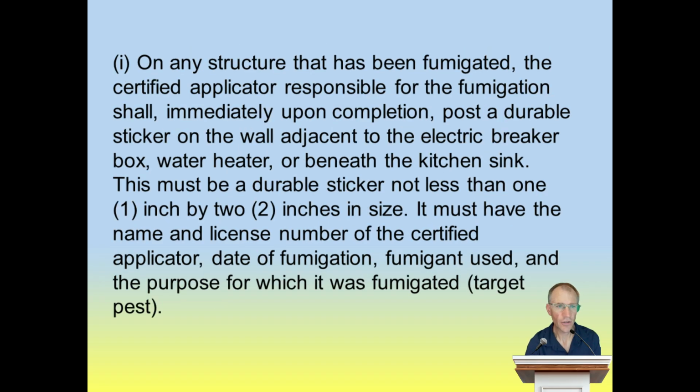I. On any structure that has been fumigated, the certified applicator responsible for the fumigation shall, immediately upon completion, post a durable sticker on the wall adjacent to the electric breaker box, water heater, or beneath the kitchen sink. This must be a durable sticker not less than 1 inch by 2 inches in size. It must have the name and license number of the certified applicator, date of fumigation, fumigant used, and the purpose for which it was fumigated or the target pest.